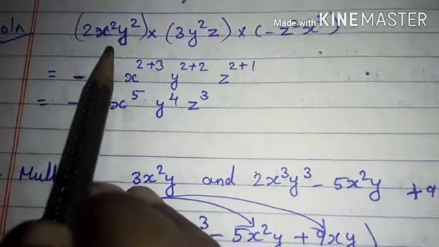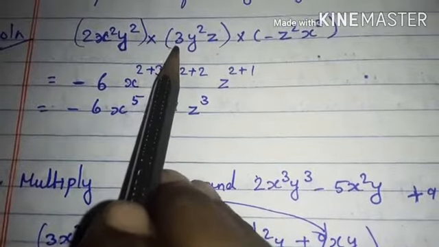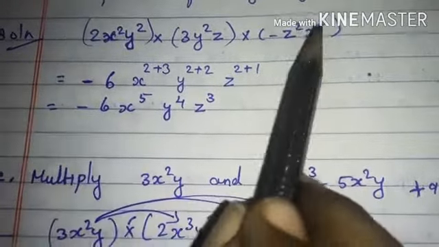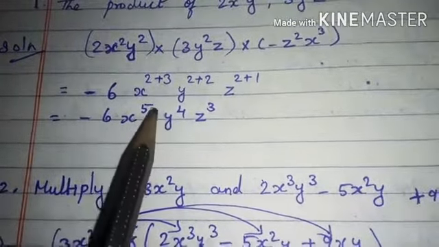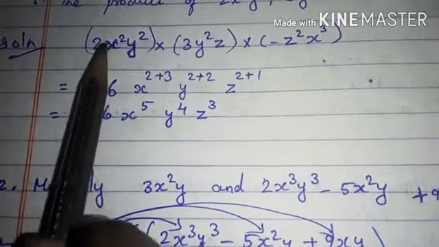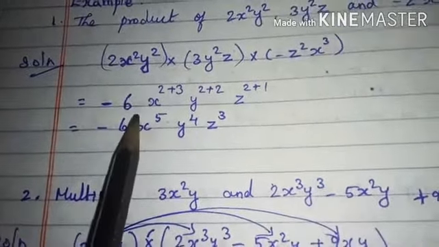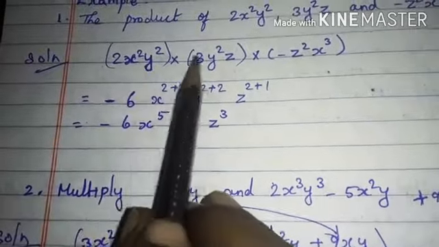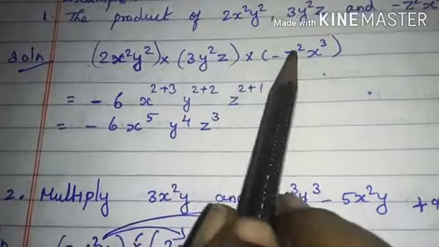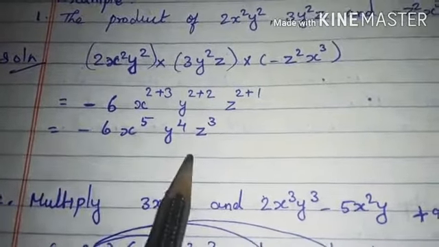Then the second step is you have to multiply the coefficients. Here the coefficient is 2, and for the second term the coefficient is 3, and for the third term the coefficient is 1. If you multiply 2, 3 and 1, we get 6. And the third step is you have to multiply the variables using the laws of exponents. Since we have x square into x cube, we add x power 2 plus 3. Again the y variables are multiplied, we get y power 2 plus 2. And if you multiply the z variable, we get z power 2 plus 1. Therefore, the answer is minus 6 x power 5 y power 4 z cube.